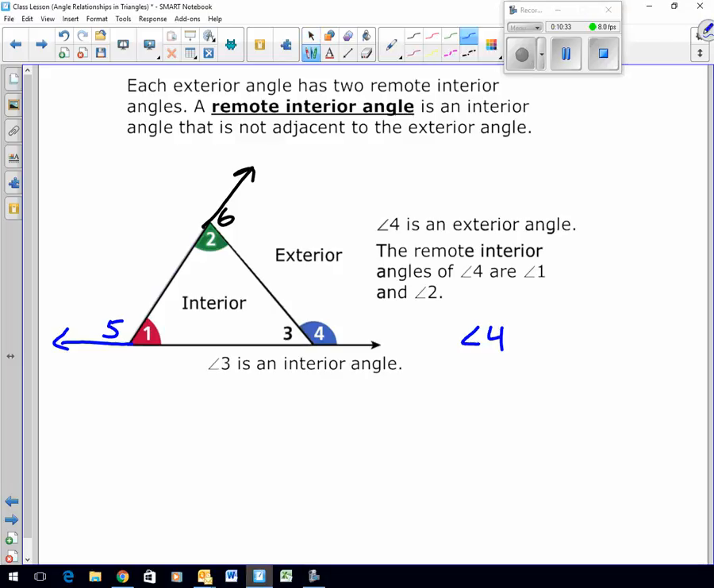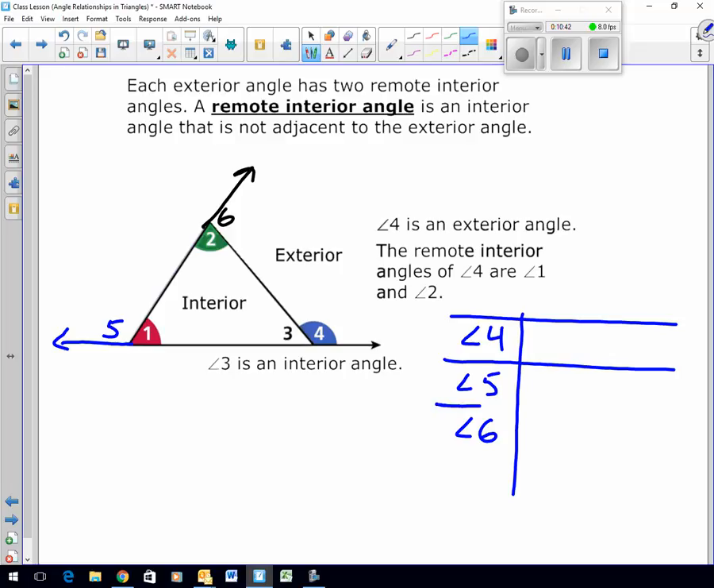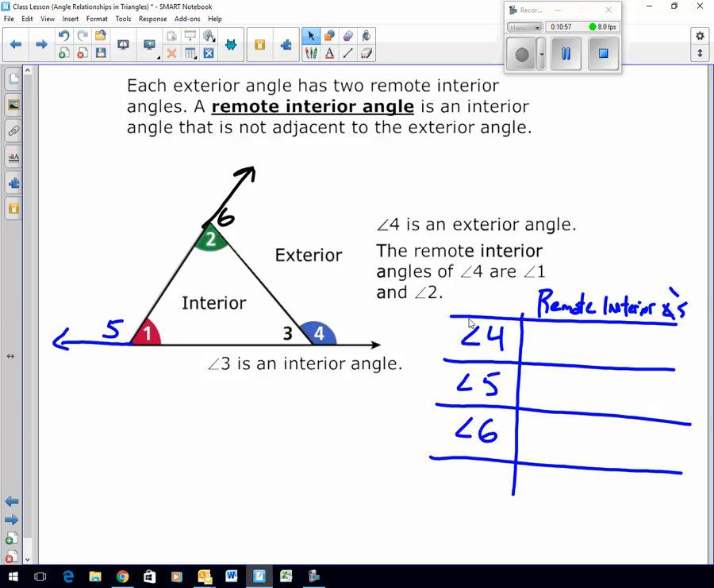Okay, we're going to have angle 4, angle 5, and angle 6. And we're going to put our remote interior angles. Okay, we're going to fill in that chart. That's what I'm going to help you out with. Watch how I do this. You need to pay attention because this might be the hardest thing we do all day. No lie, so we'll make sure we get it. Let's use our definition. A remote interior angle is an interior angle that is not adjacent to the exterior angle.